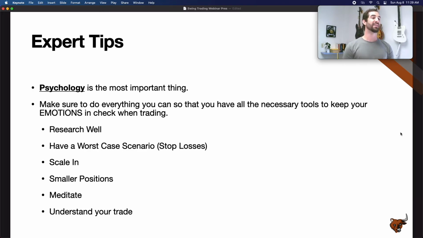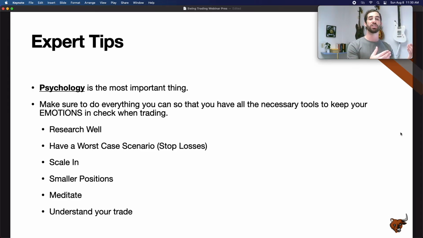So lastly, just some expert tips. Psychology, guys, is the most important thing. I don't care what anybody else tells you. I put a poll on Twitter on my account a couple of days ago where I asked, what's more important in trading? Finding a good setup or managing correctly an open trade? And I was happy to see that about 70% of the responses were that managing an open trade is the most important thing. And I agree with that, okay?